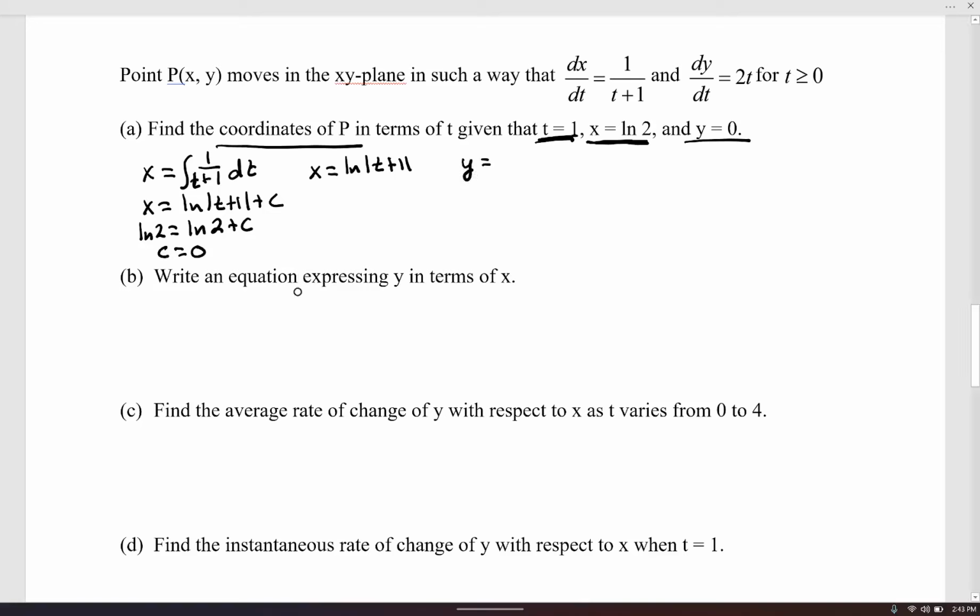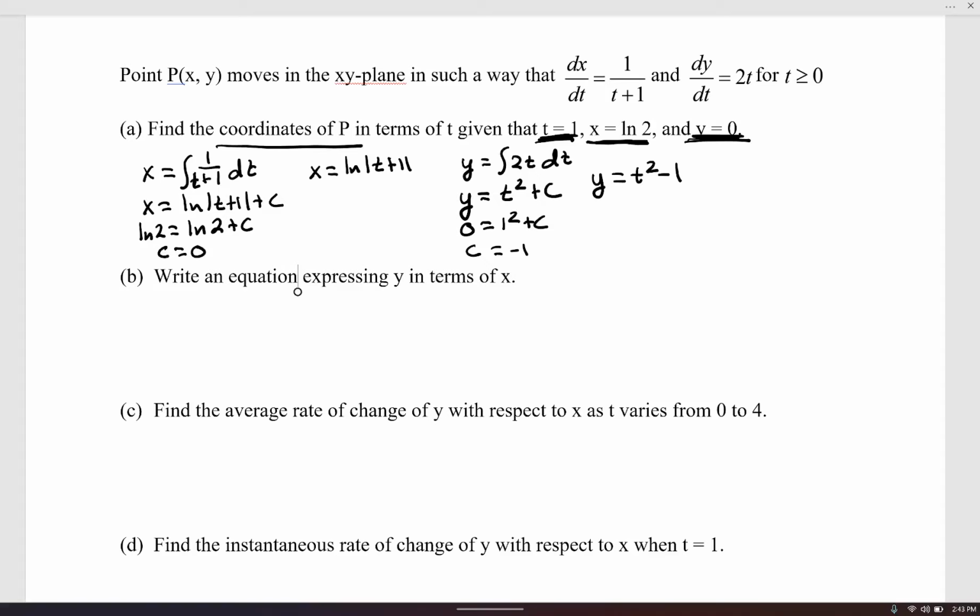Y is equal to the integral of 2t dt. So y is equal to t squared plus c. Let's say that when t is 1, y is 0. So 0 is equal to 1 squared plus c. So c is equal to negative 1. So y is equal to t squared minus 1.